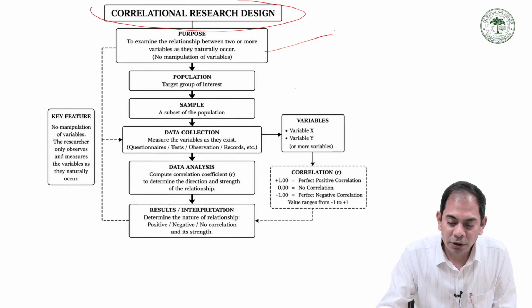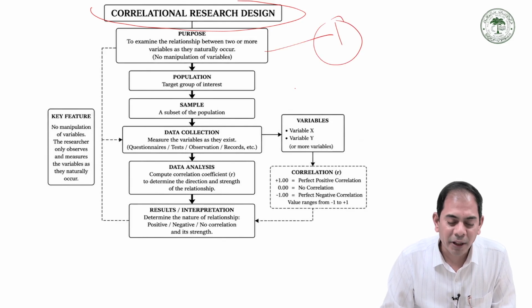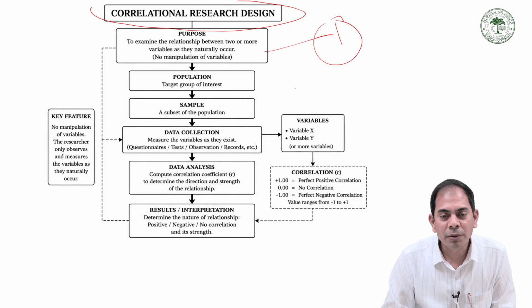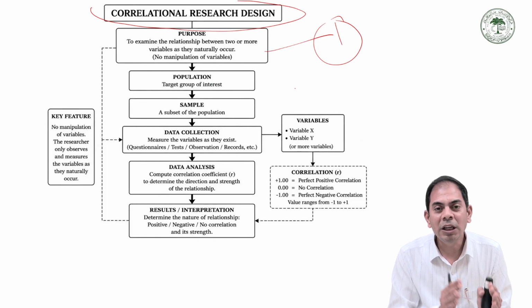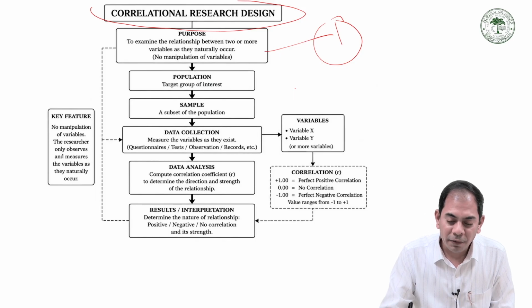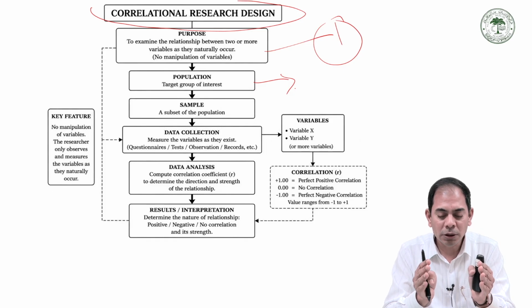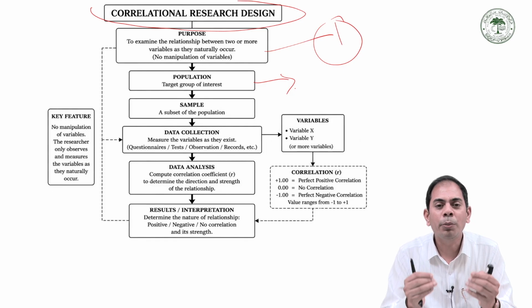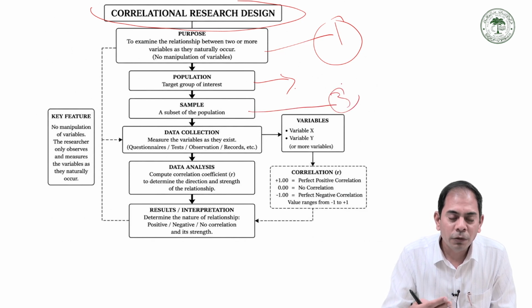The first important thing is to find out the purpose of correlation studies or research design: to examine the relationship between two variables without manipulating the variables, in a natural setting. After that we find out the target population, so we decide the specific target population. After the target population, we use an appropriate sampling technique to collect the sample from the population, and after that we go for data collection.